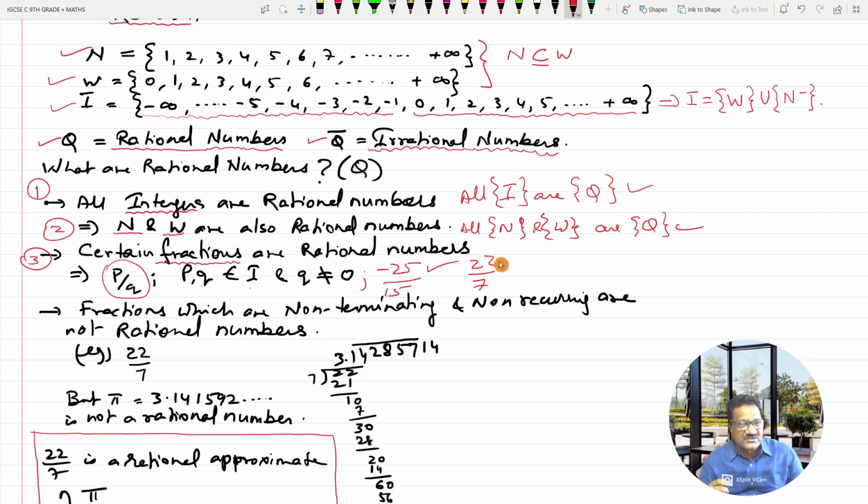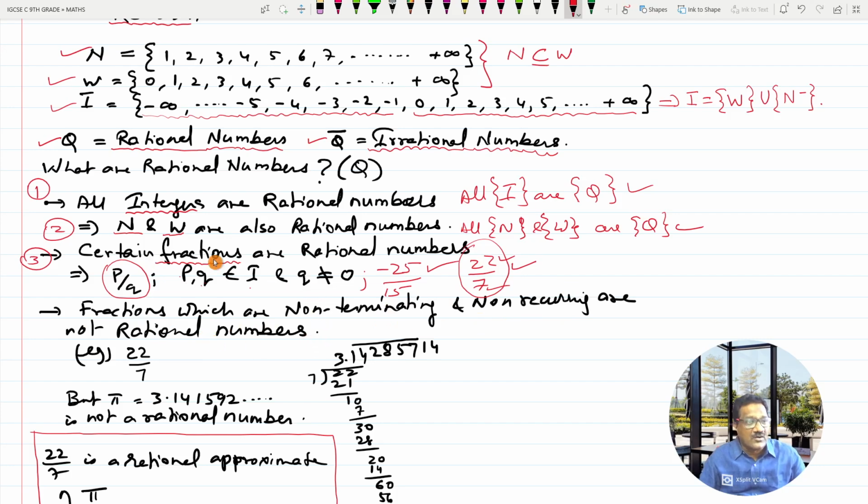Why? Because 22 is an integer, so p is an integer. 7 is an integer, so q is an integer. So it is satisfying the condition that p and q are integers. Moreover, this integer in the denominator, q, is not equal to 0. This 7 is not equal to 0. So it is satisfying all the conditions of the definition of rational number. So why should we call it an irrational number? It is not. 22 upon 7 is a rational number. Got it? Fine. Now, fractions which are non-terminating and non-recurring are not rational numbers.